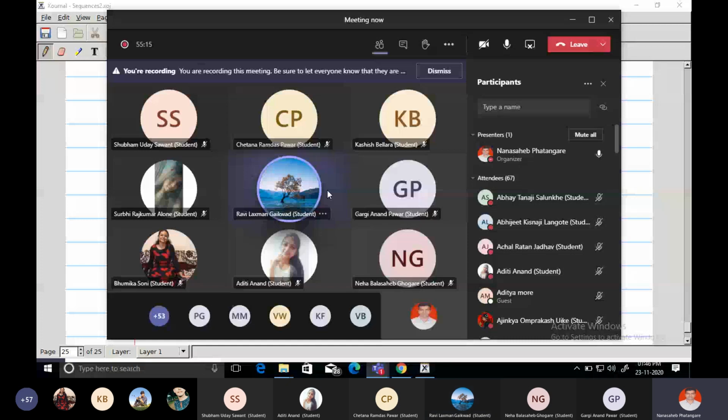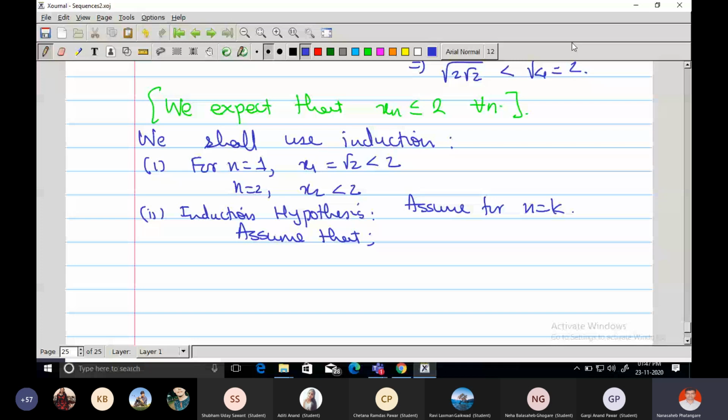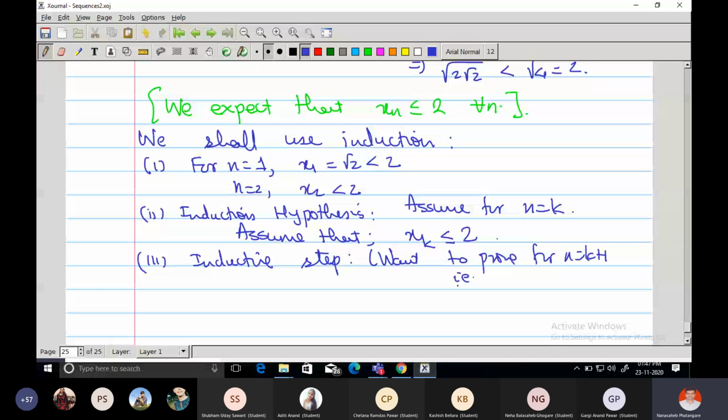What is the induction hypothesis in this case? Assume that it is true for n equal to k. Means what? Assume that xk is less than or equal to 2. And then the third step, the inductive step. So we want to prove it for n equal to k plus 1. Means what do we want to prove? That xk plus 1 is also less than or equal to 2. This we want actually, so it is not yet proved.